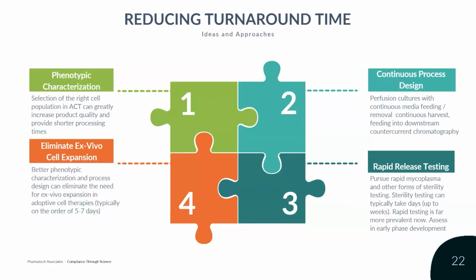I did have a follow-up though. I think you can't have 2, 3, and 4 without number 1, right? So I suppose you talk about the right cell population, you know, what ideally does that look like?